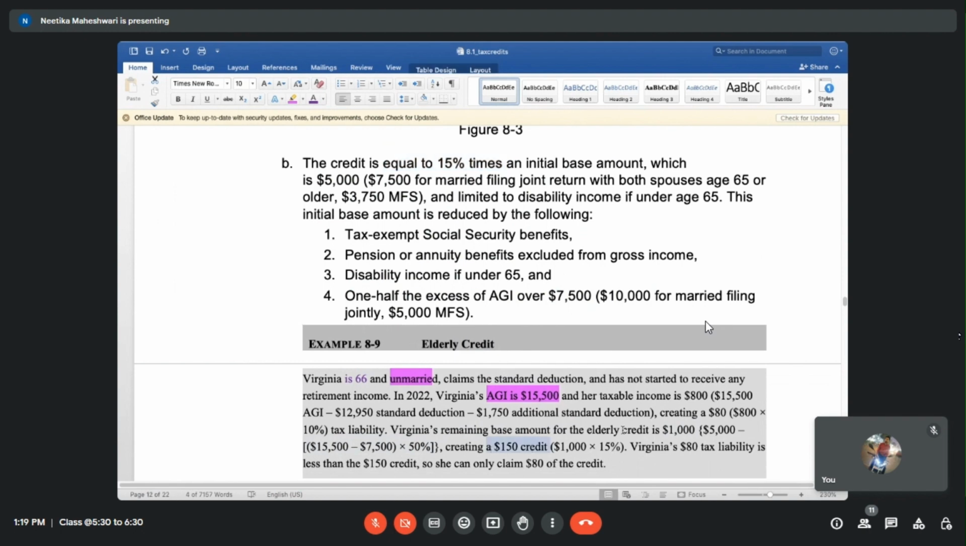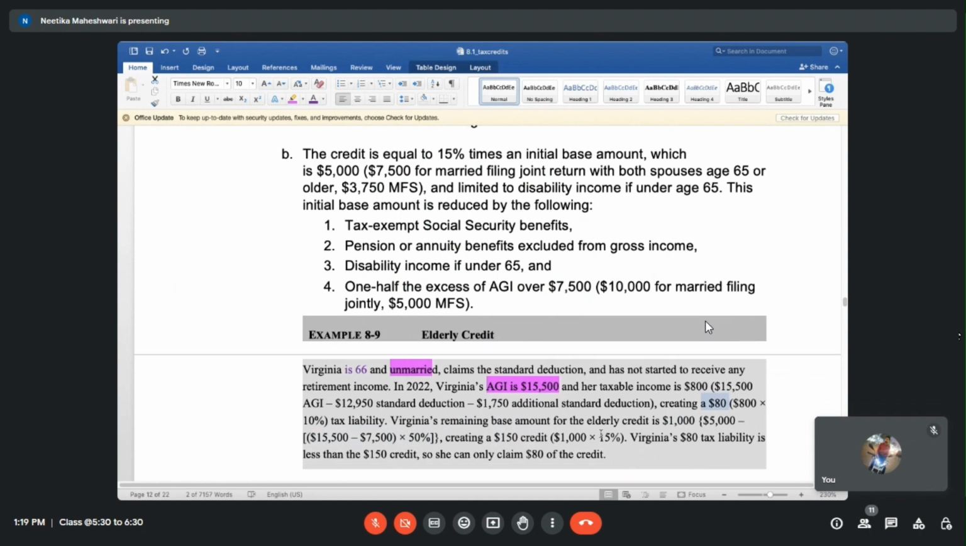Her tax liability is $80, so she can completely get away from her tax liability, but it will not lead to any refunds. Her tax liability will go from 80 to 0 because she's having $150 credit. The credit cannot get carried forward, she'll lose the rest of the money, but it becomes 0.